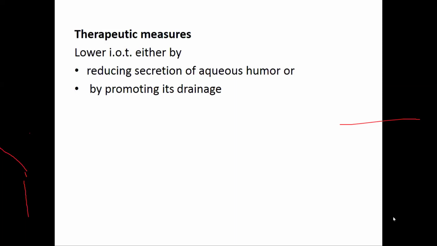So what are the therapeutic measures given in the treatment of glaucoma? The increased intraocular pressure should be lowered either by decreasing the secretion or production of the aqueous humor, or by promoting the drainage of the aqueous humor. So there are two approaches in the treatment of glaucoma: first, you reduce the production of the aqueous humor, or you increase or promote its drainage.